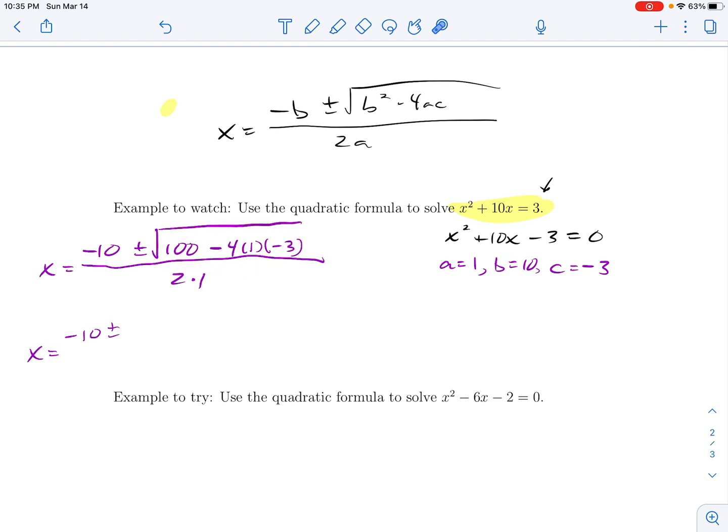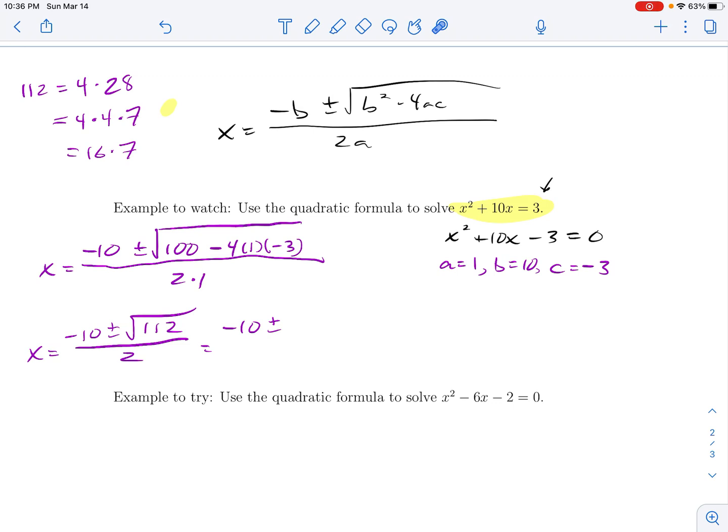What I have here in the radical is 100 plus 12. So this is the square root of 112. Now, this number maybe is not the easiest one. I will tell you that 112 is equal to 4 times 28, which is equal to 4 times 4 times 7. Hopefully I'm doing that correctly. Yes. So this is 16 times 7.